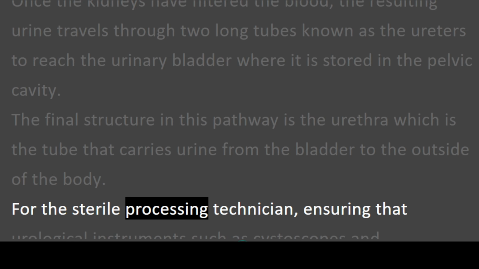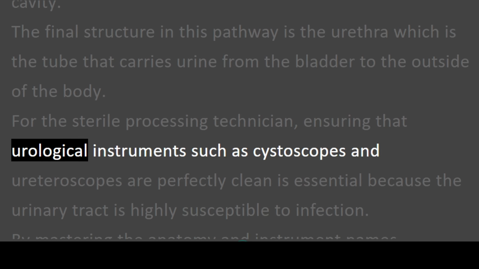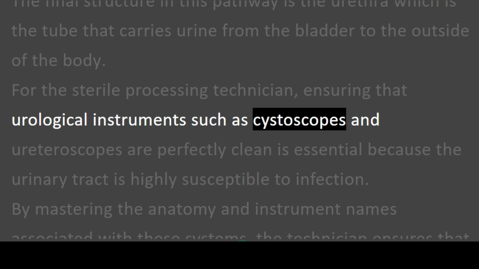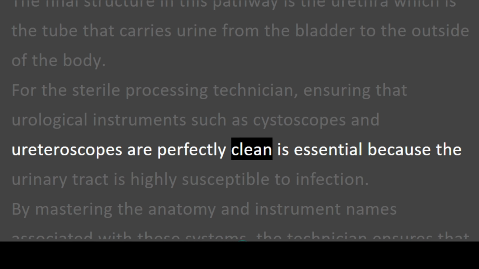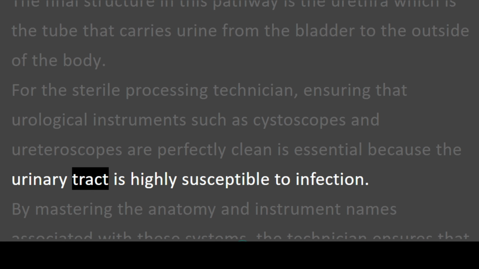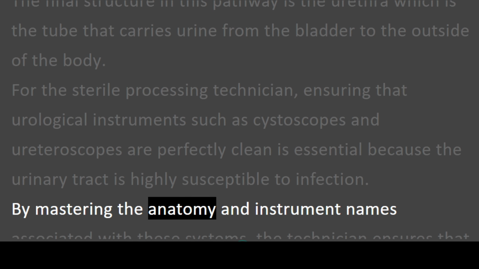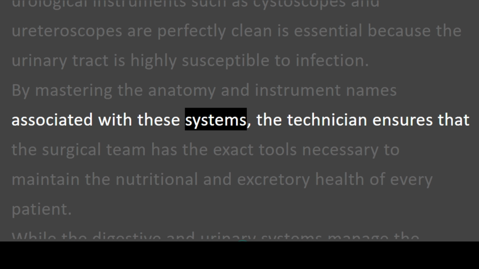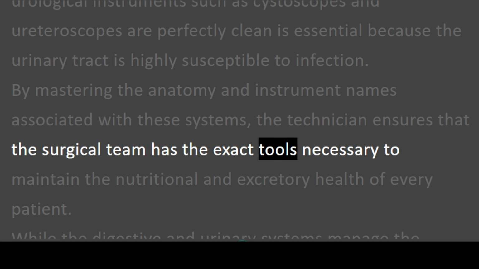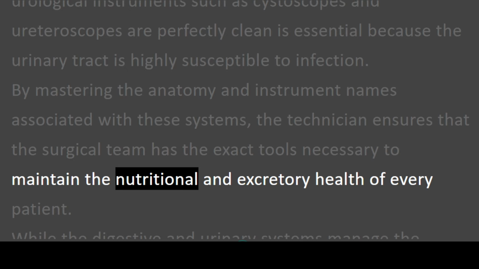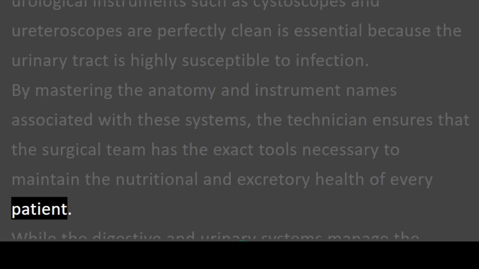For the sterile processing technician, ensuring that urological instruments such as cystoscopes and ureteroscopes are perfectly clean is essential because the urinary tract is highly susceptible to infection. By mastering the anatomy and instrument names associated with these systems, the technician ensures that the surgical team has the exact tools necessary to maintain the nutritional and excretory health of every patient.